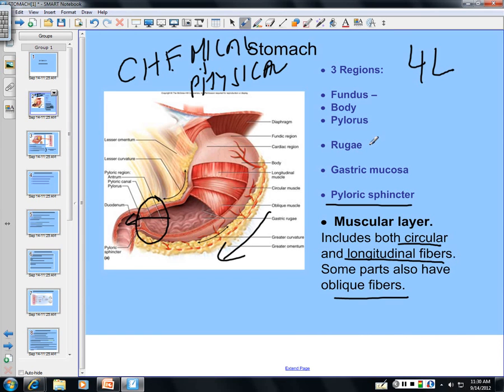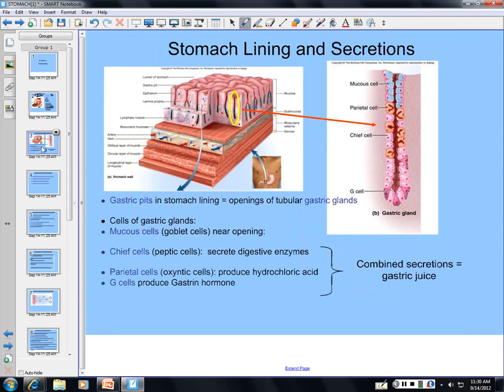Another interesting term in relationship to the stomach is rugae. Rugae, right here as you can see, are these thick folds of mucosal and submucosal lining, and these flatten out when the stomach is distended. Let's look at the next slide.